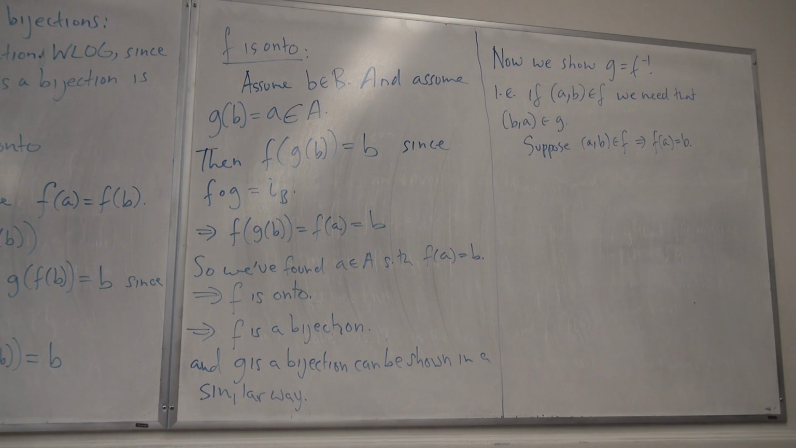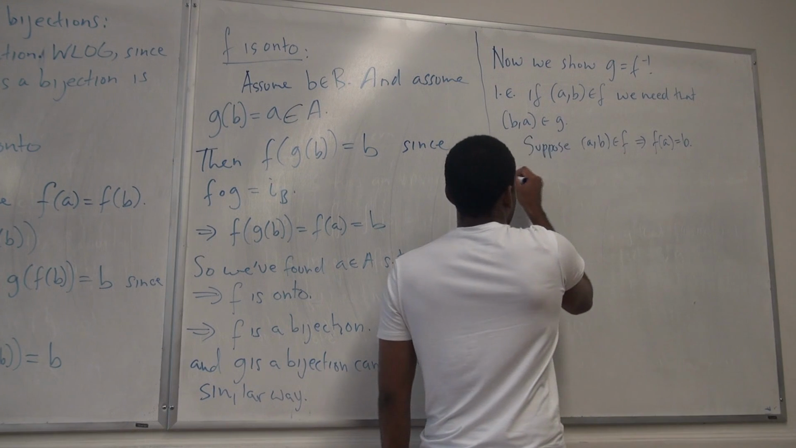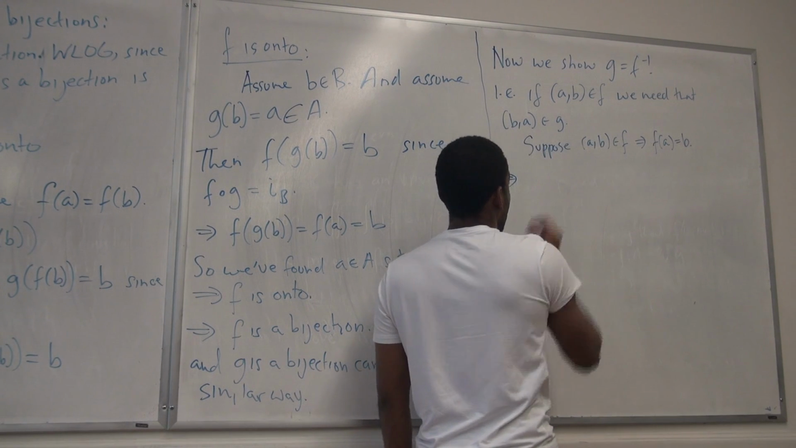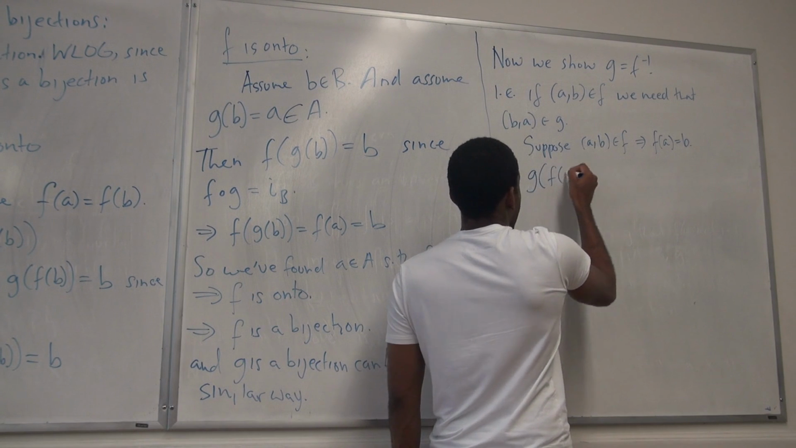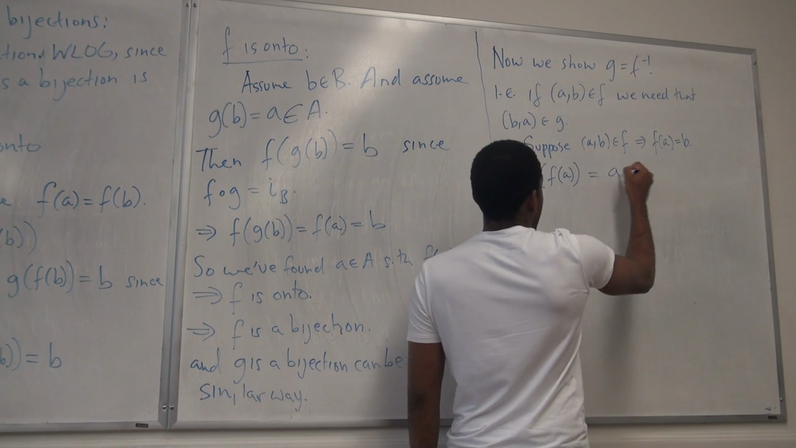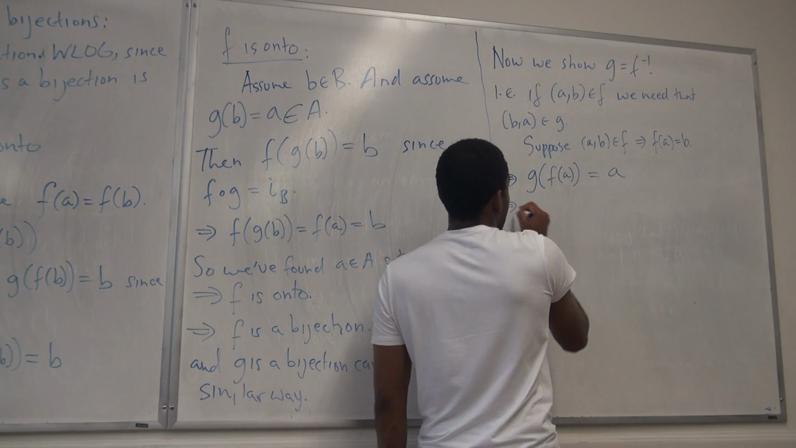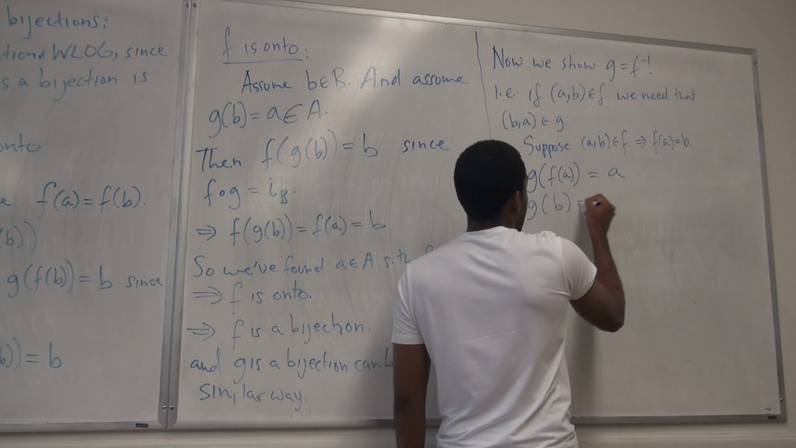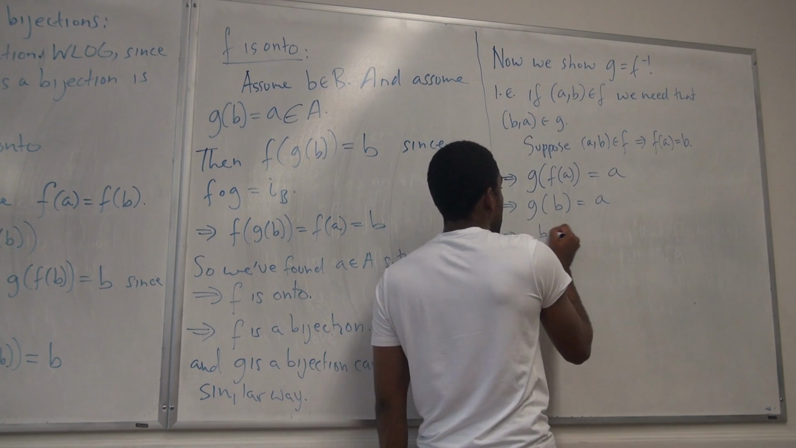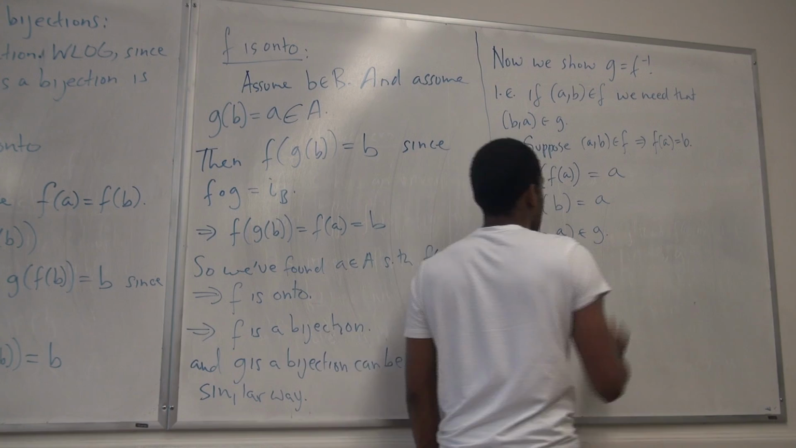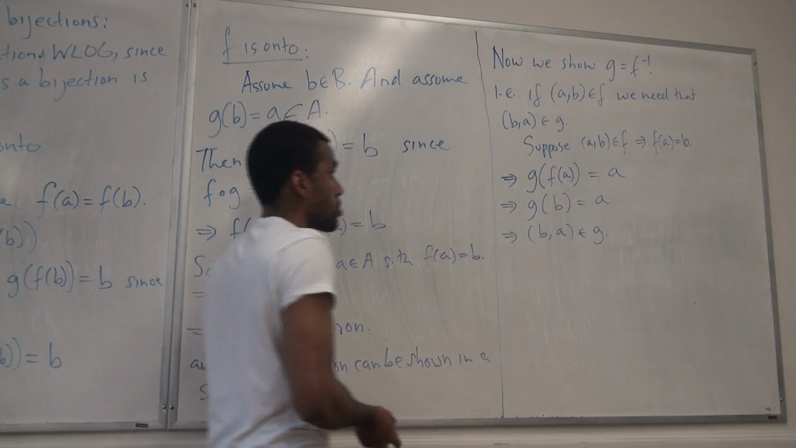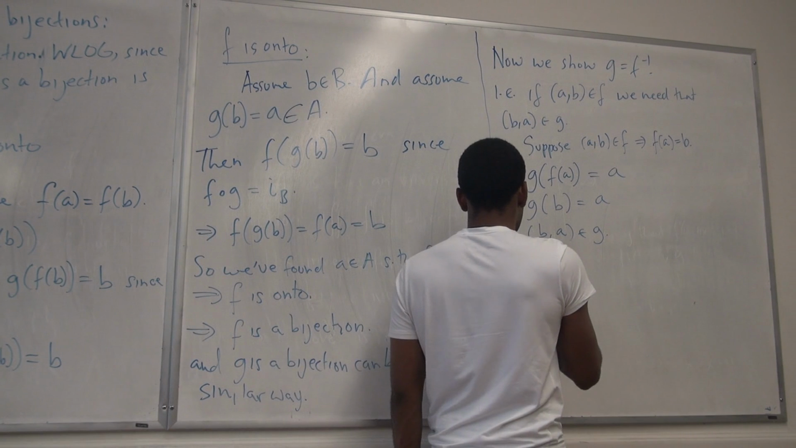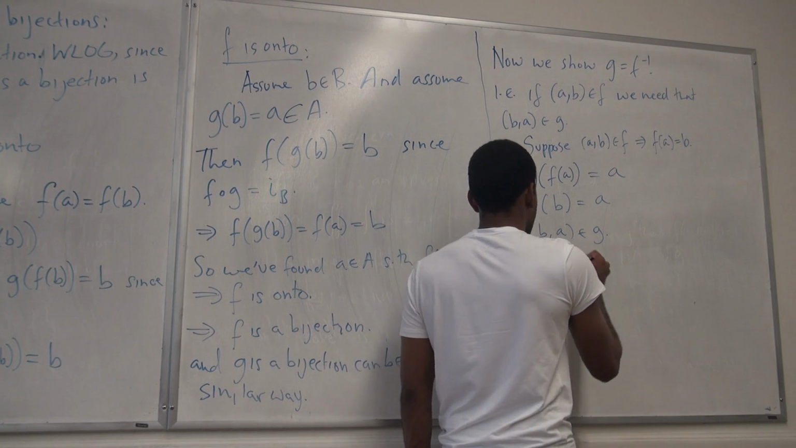All right, so what can I do now? Then G of F of A must equal A. You can then replace the F of A there with B. This means G of B equals A, which means that (B, A) is in G. This means G equals F inverse.